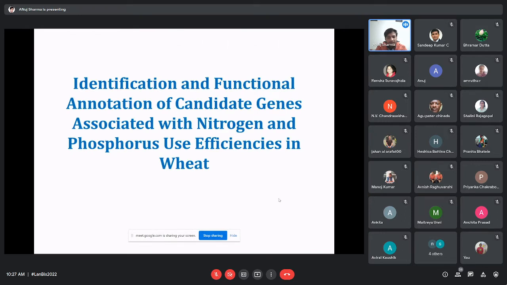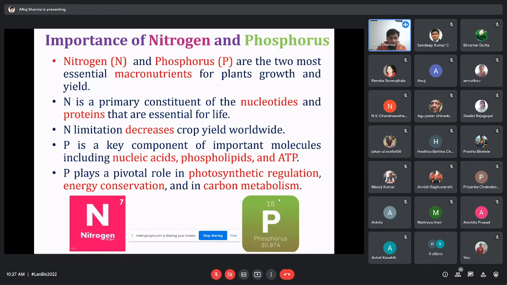So now the second case study is about the identification and functional annotation of candidate genes associated with nitrogen and phosphorus use efficiency in wheat. That has also been published in the same journal, International Journal of Biological Macromolecules. For that purpose, we utilized Ensembl Plants for the identification of these key genes.